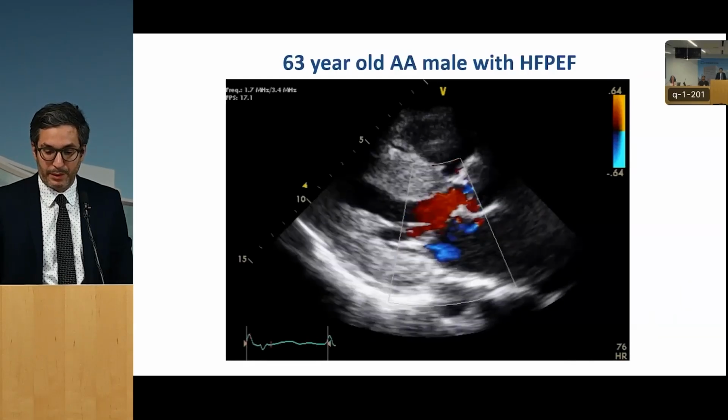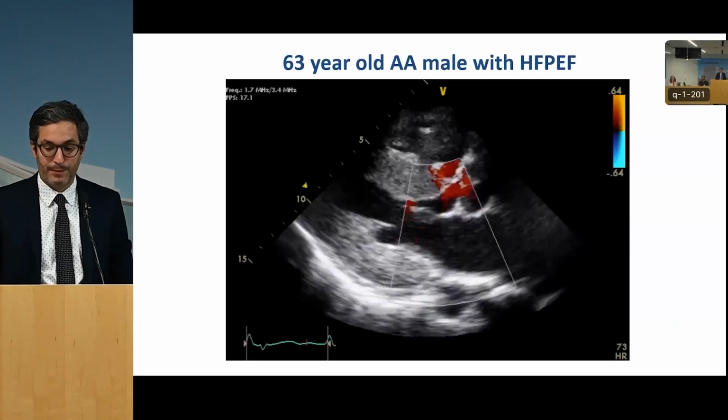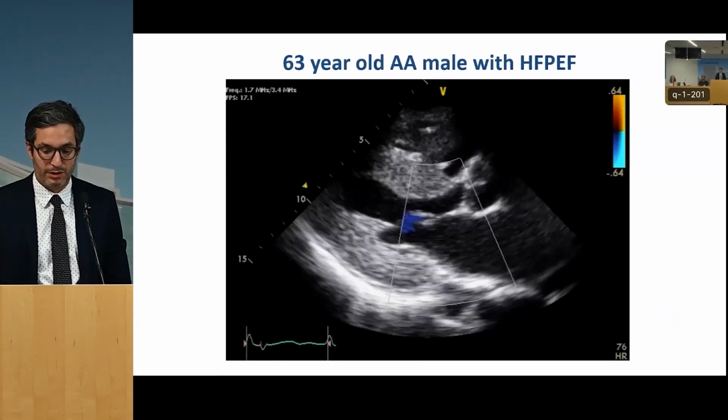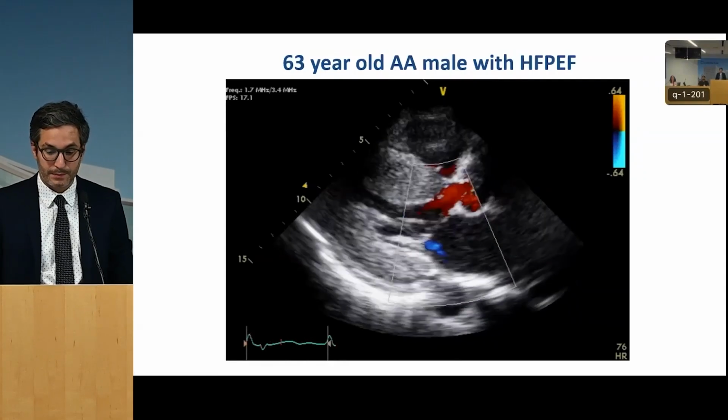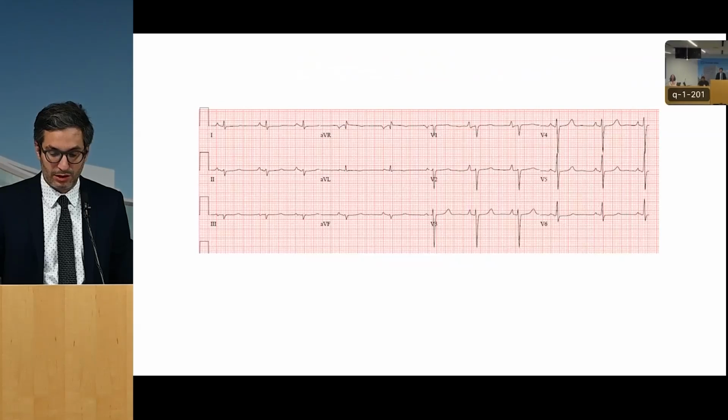So to start, we have this patient, a 63-year-old African-American male, who has heart failure with preserved ejection fraction. You can see that he has significant LVH on his echocardiogram. His EKG, just like Dr. Kanj was explaining, shows the typical findings that we see: low voltage in the limb leads, and a pseudoinfarct pattern.